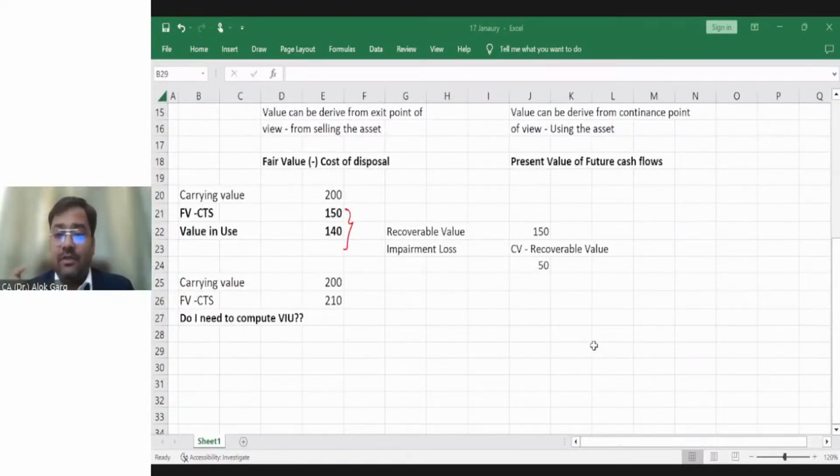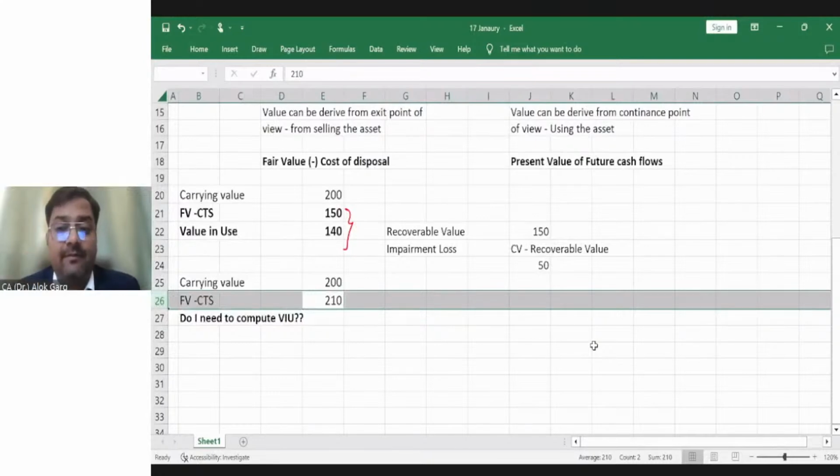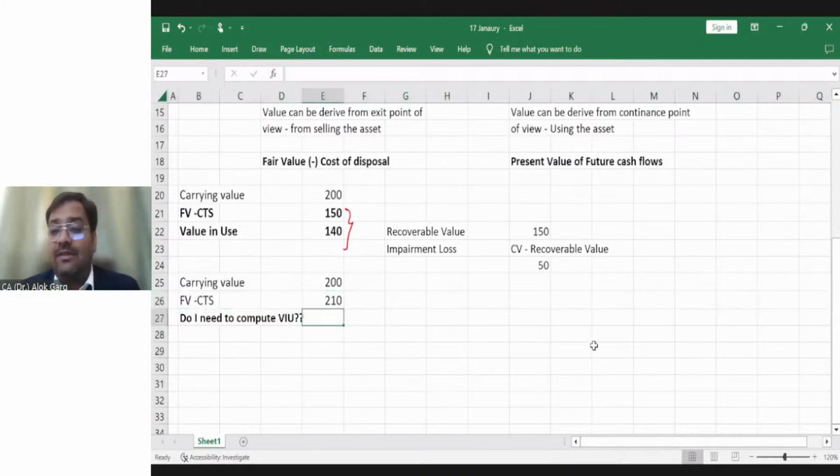No. Why? Because the concept of recoverable amount is the higher of fair value less cost to sell and value in use. Even if the management computes value in use and it is lower than fair value less cost to sell, then at least this will be the recoverable amount, right? Because the concept is not lower, the concept is higher. So if the fair value less cost to sell is 210 lakhs and it is more than the carrying value, there is no need to compute value in use. Why? Because in any case you have to take the higher. Doesn't matter if the value in use comes out at, let's say, 300 lakhs. Still, we are not revaluing our asset.